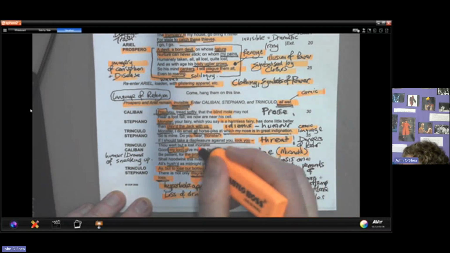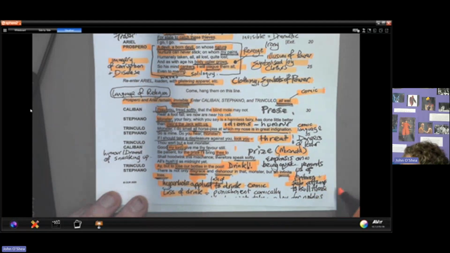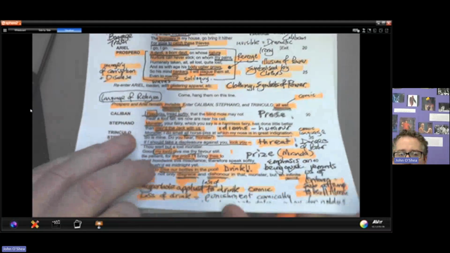So remember the prize. Keep on what we have to do. If you didn't talk about Antonio and Sebastian attempting to kill the king and this being paralleled here, you've kind of not really touched on what subplots do. Right, okay.